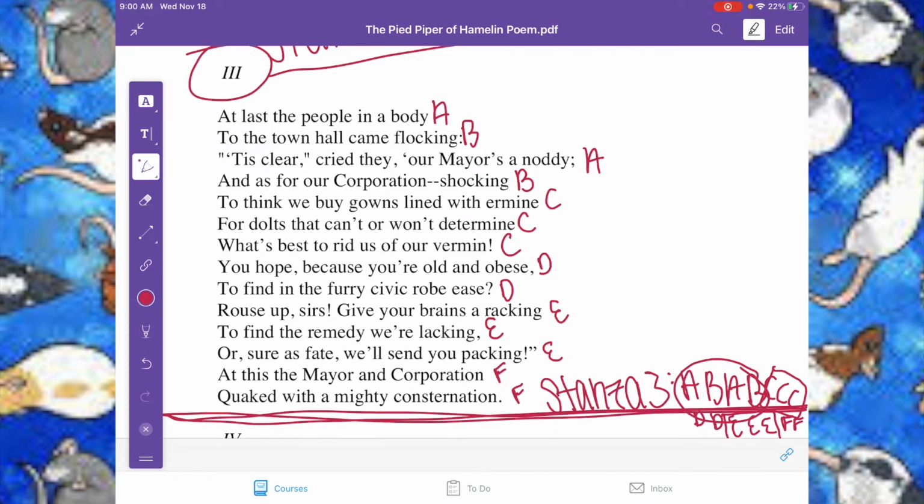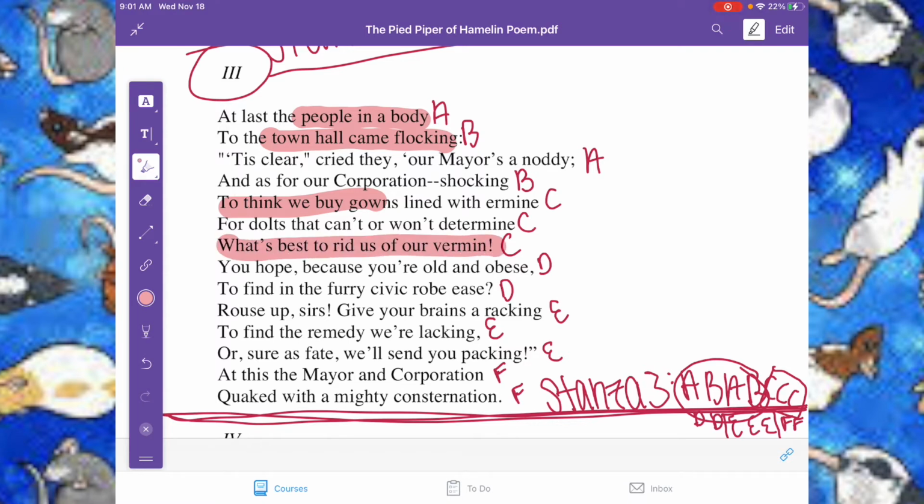Okay, so let us take a look at the important content that we are going to illustrate here. The important happenings. The people in a body came to the town hall flocking. So we have an angry mob. And they are saying, basically, our mayor's a noddy. He's not very good at his job. To think we're paying all of this money. We're buying these gowns lined with ermine, and we're spending all this money on them. And they don't even know what's best to rid us of our vermin. They're not even doing anything.